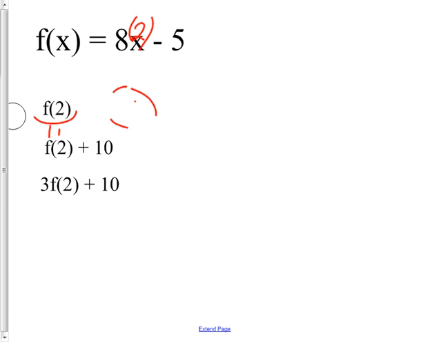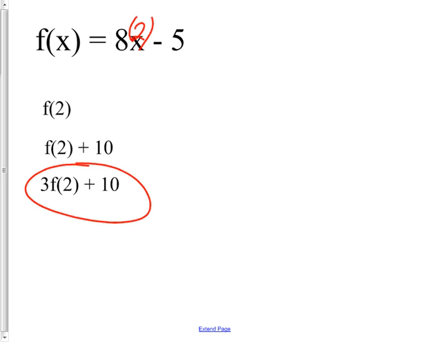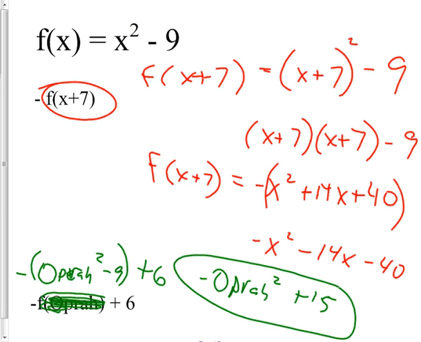I'd like you, in your head, without even writing yet, to figure out what this one is. 43? Did you get 43? Okay. Because this part, f of 2, was the 16 minus 5 makes 11, and 3 times the 11 makes 33, plus 10, 43. All right.